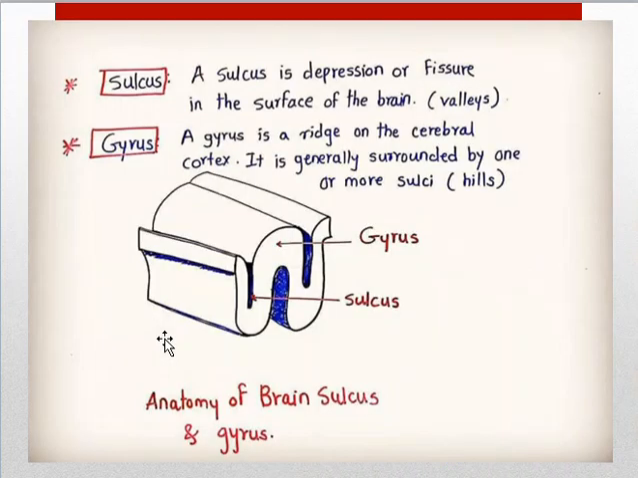Now let's go to another slide, that is sulcus and gyrus. As we discussed, a sulcus is a depression or fissure in the surface of the brain, valleys or hills, as we call them. The gyrus is a ridge of the cerebral cortex. It is generally surrounded by one or more sulci. Anatomy of the brain, sulci and gyri. This is sulci, that is the valley, and the hill part is called gyri.